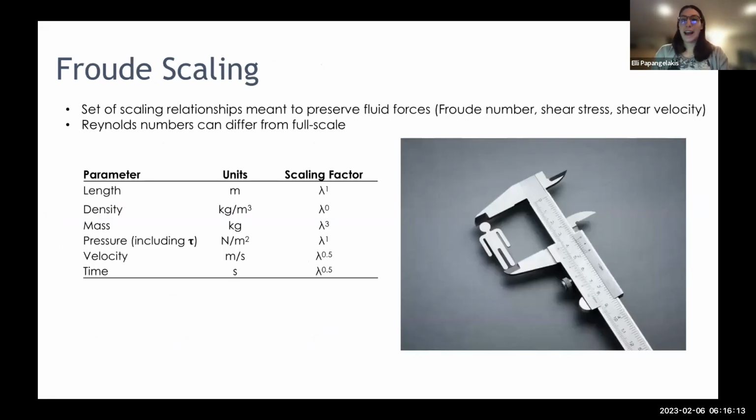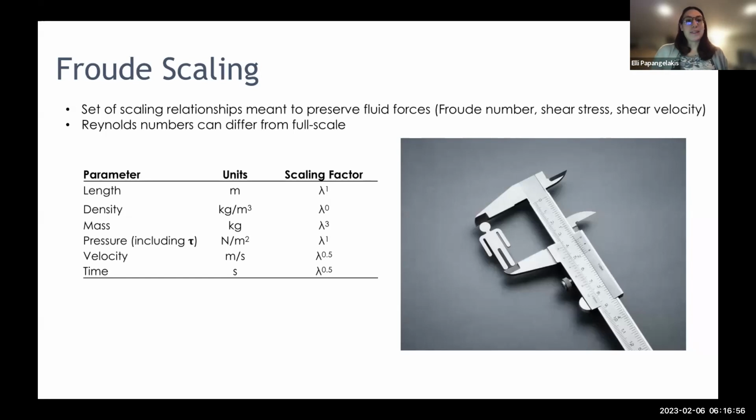Some people might be wondering, how do we properly scale models to still tell us something about reality, even though it's much smaller? This is a pretty interesting mathematical problem. We usually use Froude scaling. There's a few different methods, but I would say Froude scaling is the most popular by far. It's a set of scaling relationships meant to preserve the fluid forces. So your Froude numbers, your shear stress, your shear velocity, all of those values are preserved, which is why it's popular for flume experiments, especially when we're interested in things like sediment transport. We want to make sure that those relationships are preserved even at smaller scales.